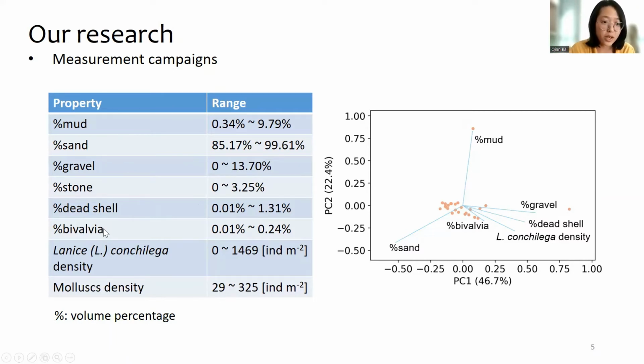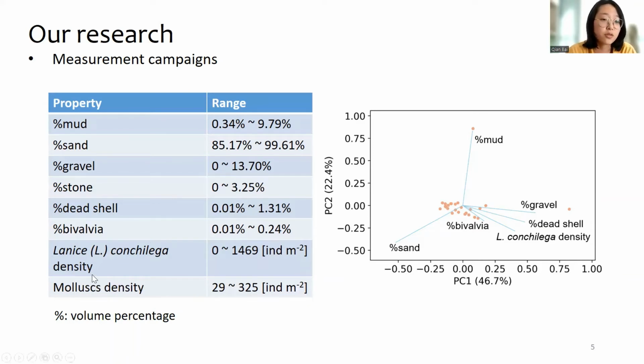Unfortunately, we didn't find many buried shells or oyster reefs in our measured area, which is really a pity. But we tried to find the existence of a species called Lanice conchilega, the sand mason worm. It builds tubes consisting of sand and shell fragments that can protrude from the seafloor. We also looked at mollusks, which are also species with hard shells.